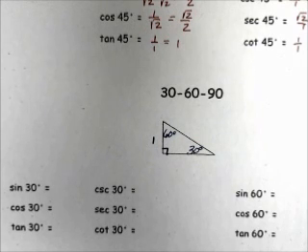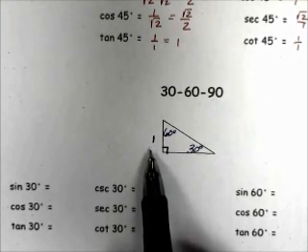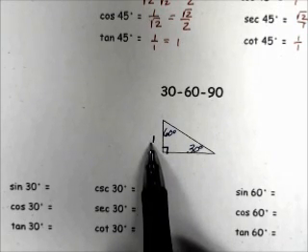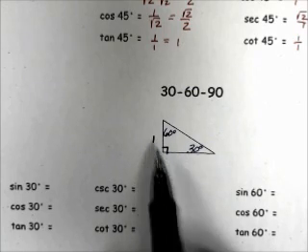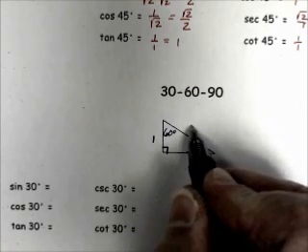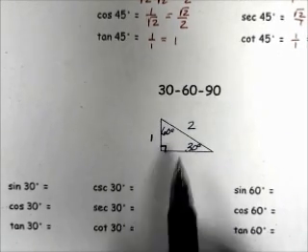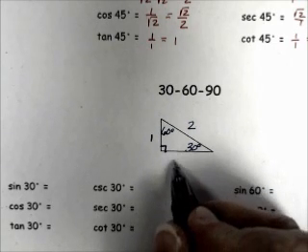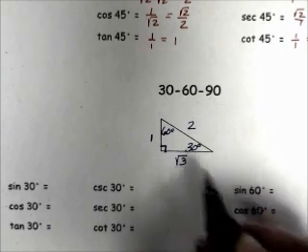And if you recall from geometry last year, or whenever you did take geometry, if opposite the 30 is 1, the hypotenuse is twice that. So the hypotenuse would be 2. And opposite the 60 would be 1 times the square root of 3, which is simply the square root of 3.